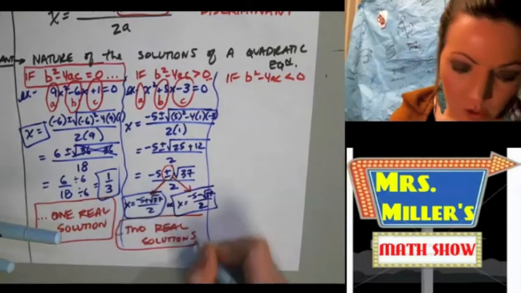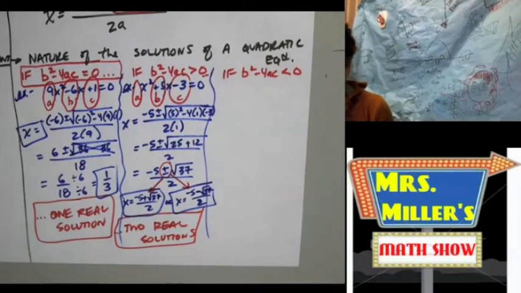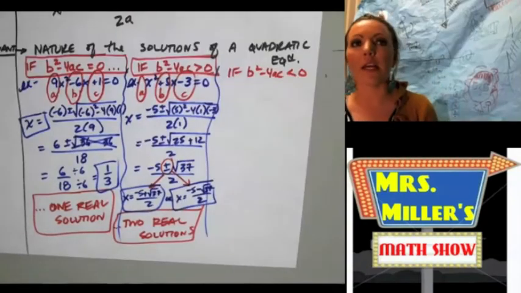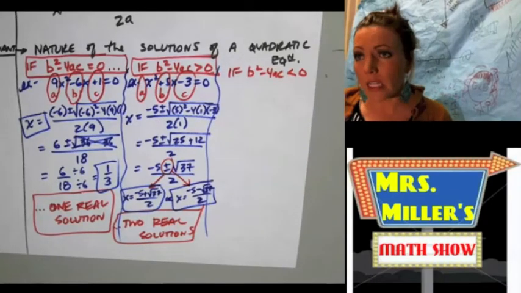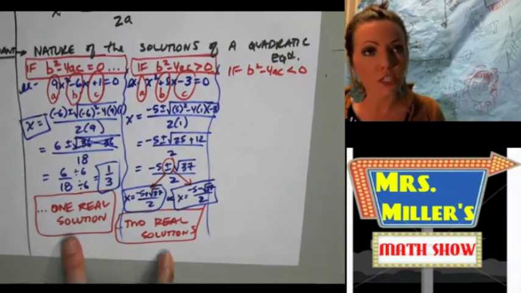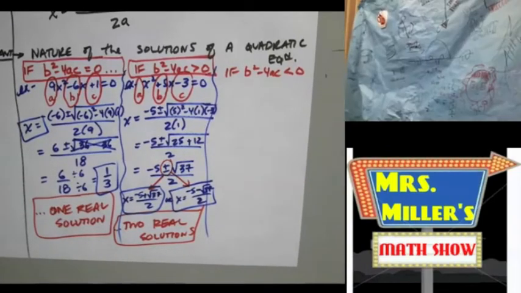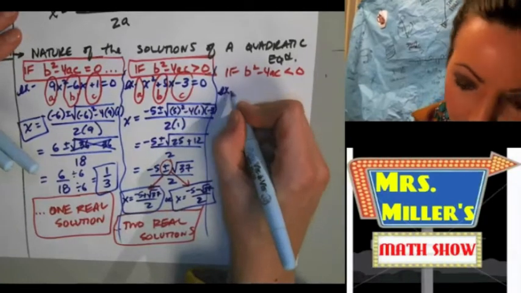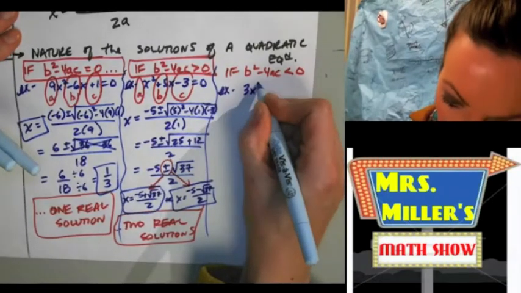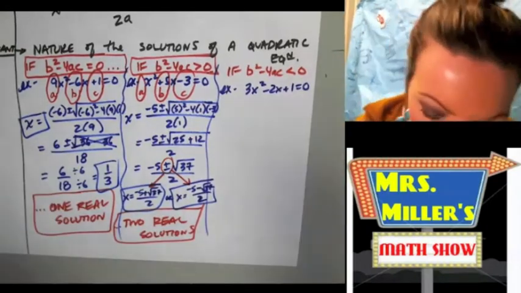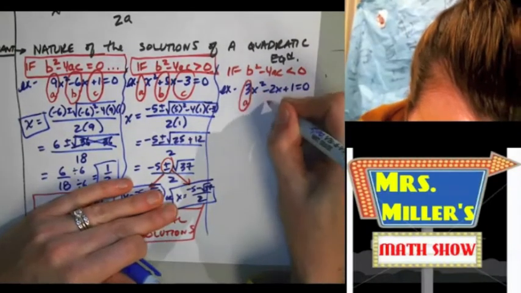Okay, last one. So again, the thing that you're doing in your homework is plugging stuff into b squared minus 4ac and then telling me how many solutions you have and whether they're real or imaginary. Last one is 3x squared minus 2x plus 1. So this is where, let's plug all these in and see what happens. We have a, b, c.